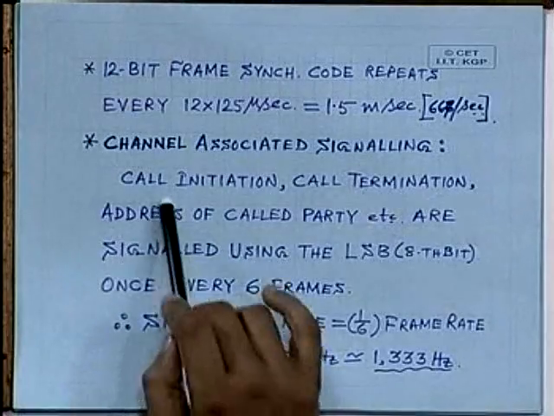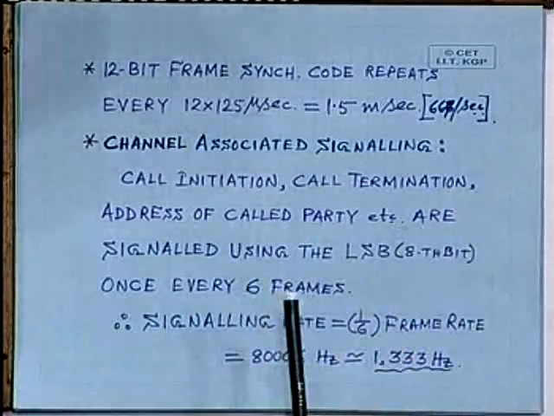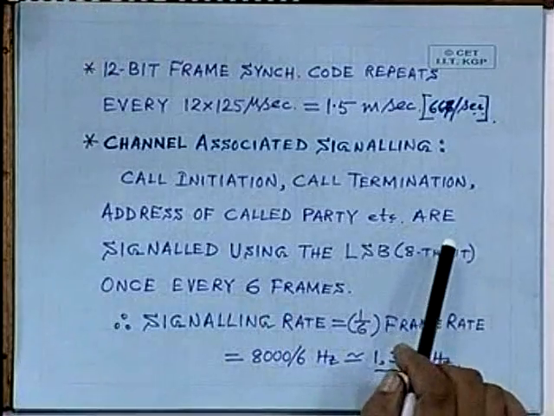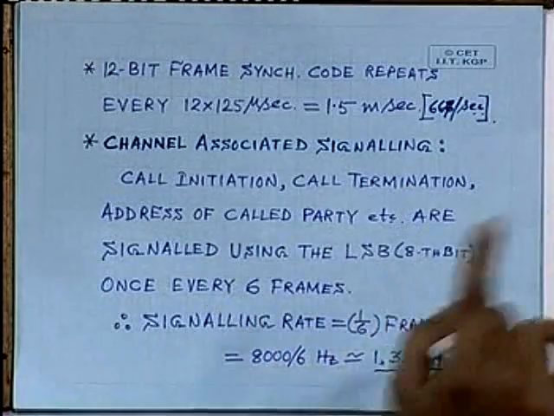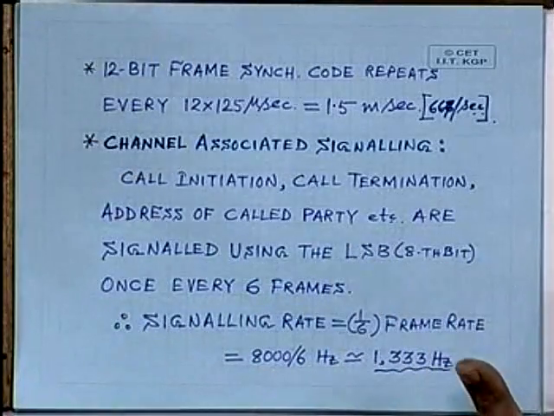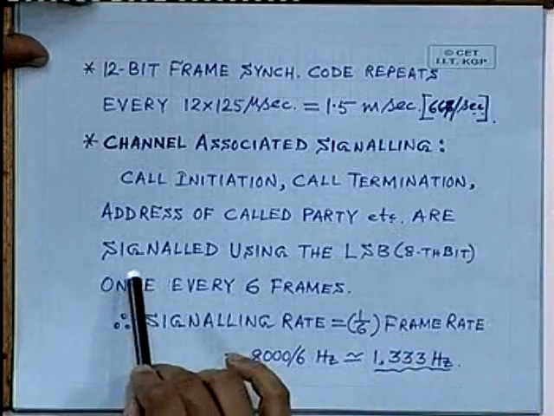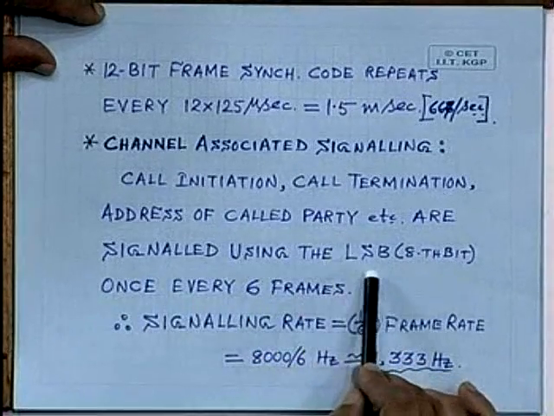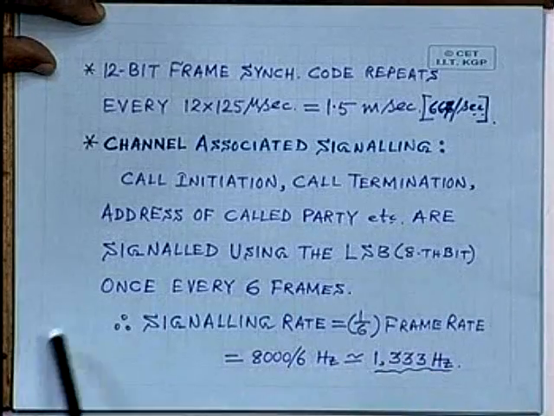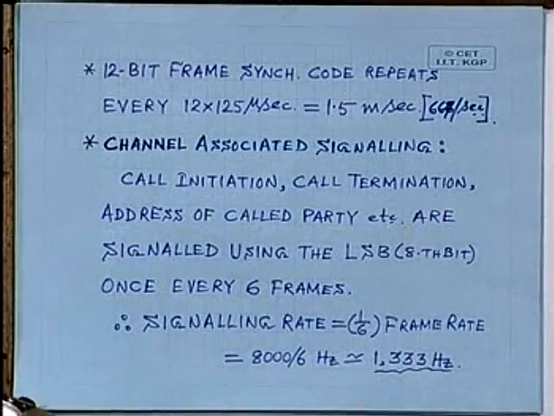So, for call initiation, that means dialing, call termination when you put your handset on the cradle, and address of the called party, the number you dial, all these are necessary signaling operations which have to be there before your speech communication is successful. So, all these things are called signals, and they are signaled using the LSB, the 8th bit, once every 6 frames. Does that make sense?